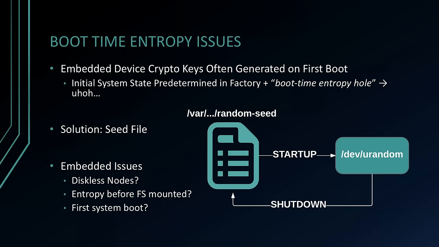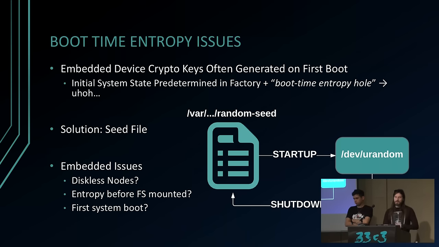So this is particularly bad because a lot of embedded devices often generate cryptographic keys on the first system boot. So this means that if you have a system with general low entropy conditions and an initial state predetermined in the factory, combined with these low boot time conditions and then generating a key, this results in very serious cryptographic issues.